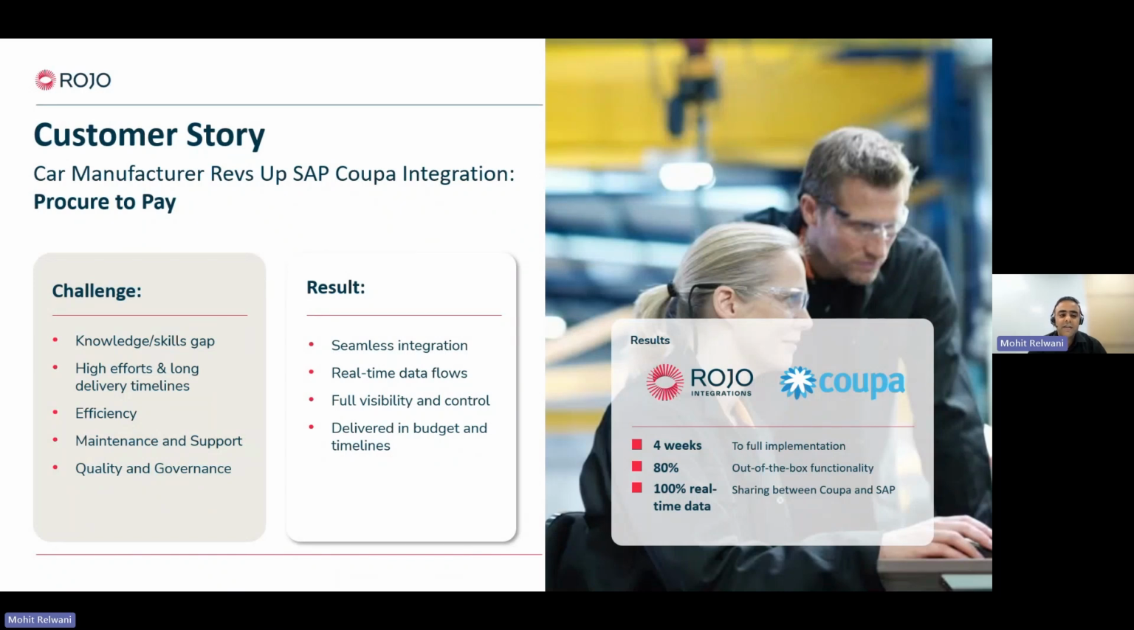What are their requirements? What are the existing processes they are following? Because order to cash or procure to pay varies from customer to customer. Some customers want certain steps in their approval in their next process, and then we have to customize these flows based on the requirements. So we delivered that project and were able to help the customer within a short span of time, and they were live within 4 weeks.